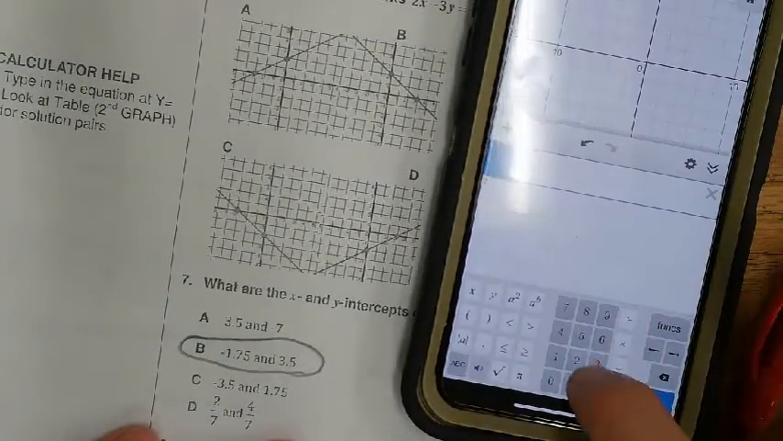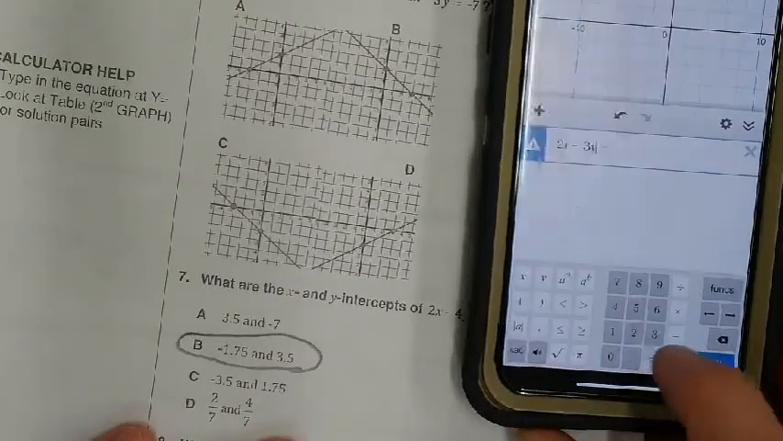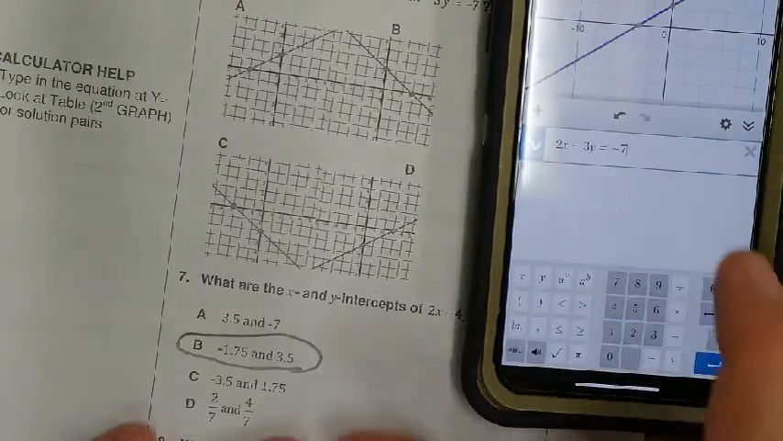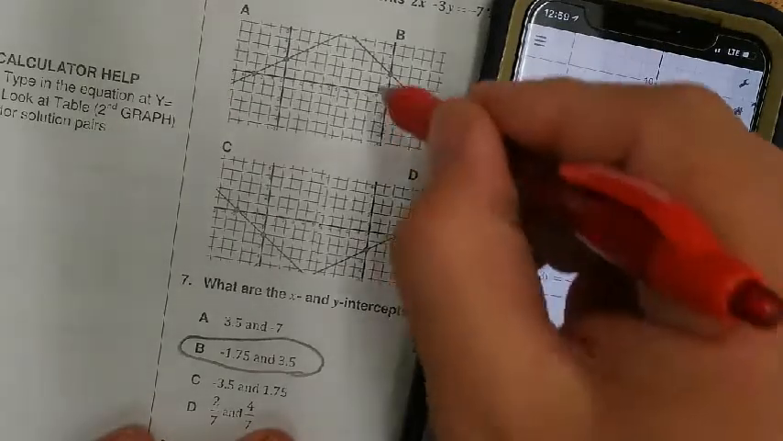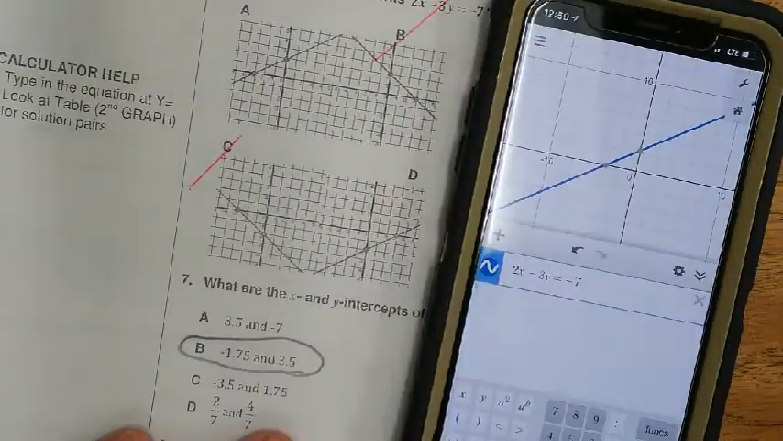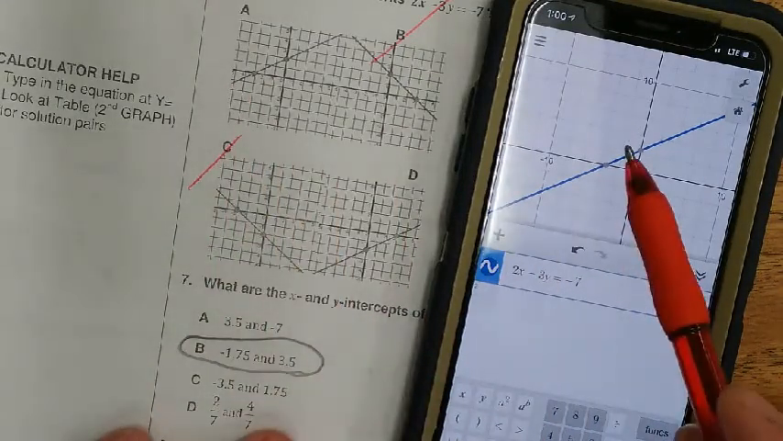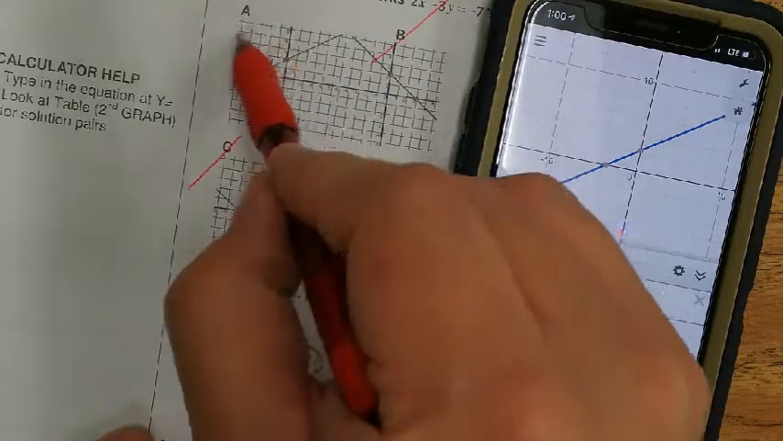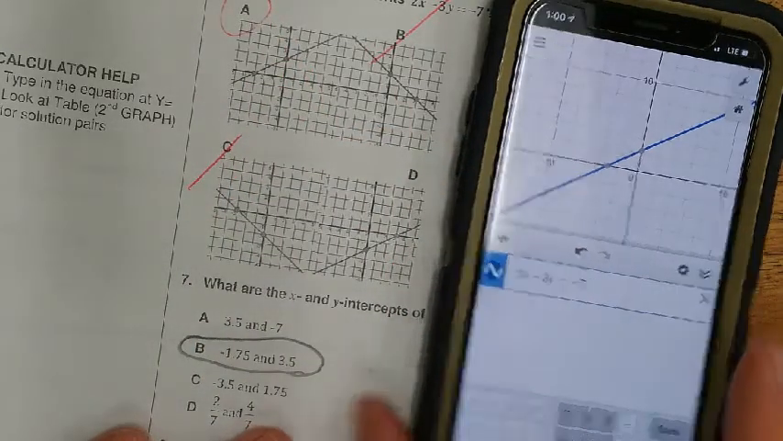This one, you type in 2x minus 3y equals -7. That one we can quickly mark out B and C because it's not going down. And the one that goes into the second quadrant is A. D doesn't even go into the second quadrant, so no, it's not D.